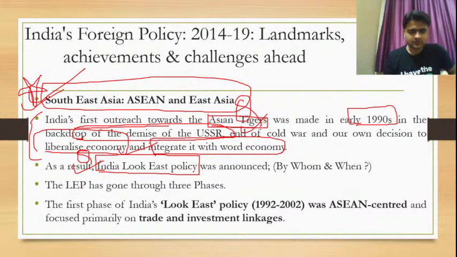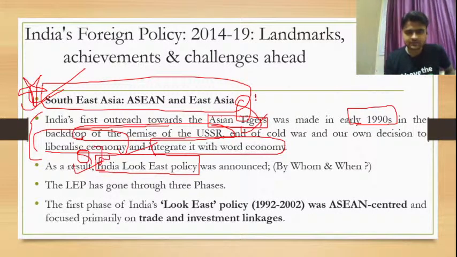Fine. This is question number 2 for you people from this slide. Fine. First question is, tell me the members of Asian tigers. Second is, India's Look East policy was coined by whom, or was generated or propagated by whom, and in which year? Fine. Very, very important.